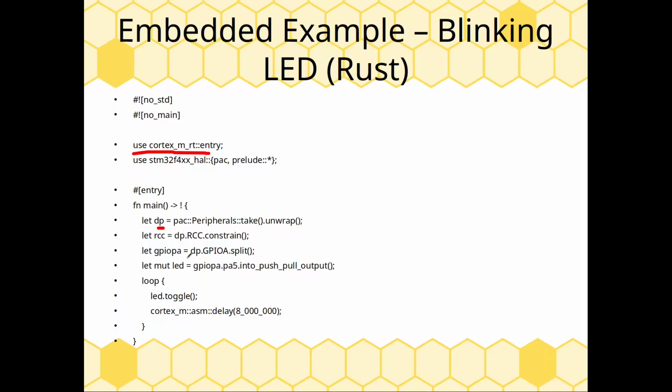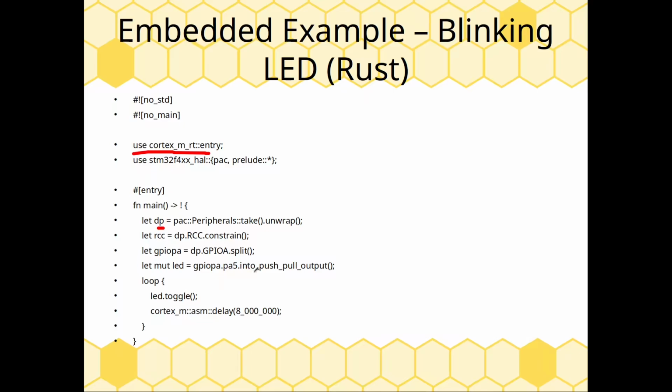And we have gpioa. This gpioa is taking data from the dp variable that we declared, and inside dp we are taking GPIOA peripherals, and using the split function, it is going to split all the peripherals and pins that are present into the gpioa variable. And in the gpioa variable, PA5 is the LED's address name.